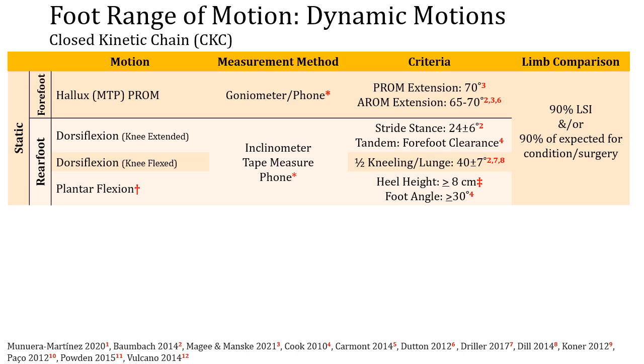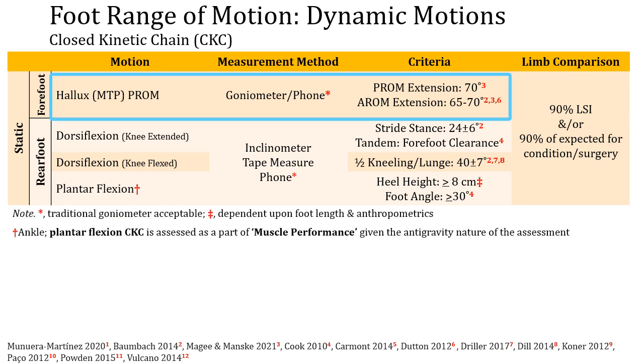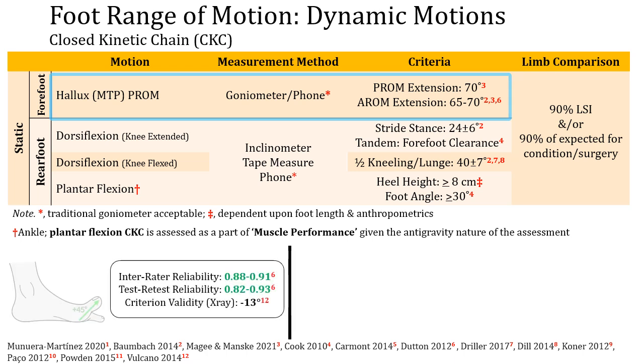All right, so looking at the forefoot first, we'll look at the hallux passive range of motion, whether you want to use a goniometer or the phone is fine. I will say that the passive range of motion here is quite extensive, at 70 degrees being the normative data. The active range of motion would be 65 to 70 degrees. At the very least, your active range of motion to passive range of motion should be 80%. So if someone's got 70 degrees of extension, then they should be around 56 degrees of being able to actively access that.